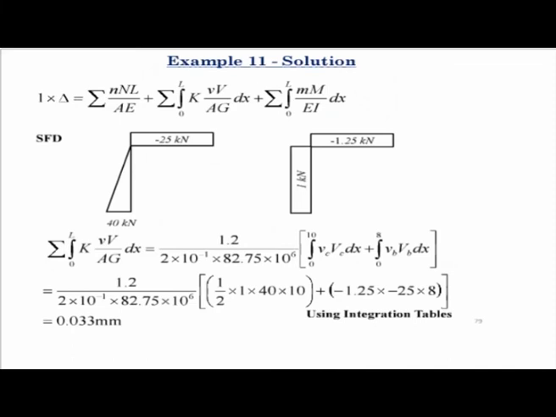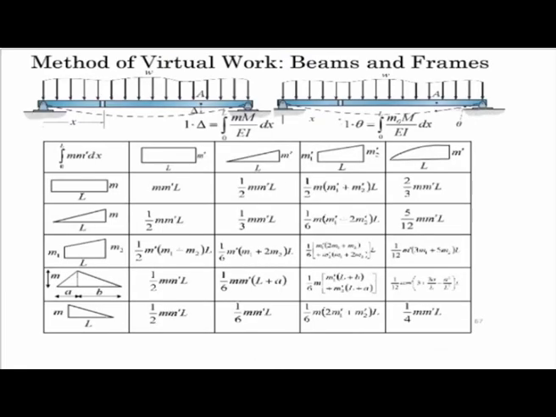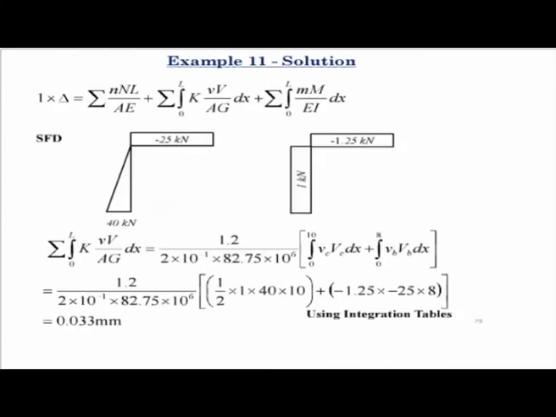That is what we have used to calculate the deflection due to the shear deformation in the column, and the shear deformation in the beam is considered here. Both are uniform, so if you go back, for both uniform, it is m dash times L. So here it is minus 1.25 times minus 25 times 8, and k is 1.2, A and G are here. So this is the deflection at that joint C due to the shear deformation.